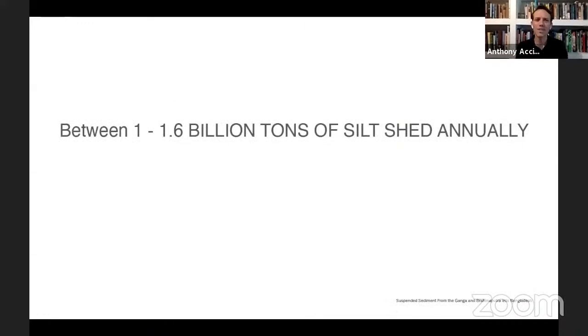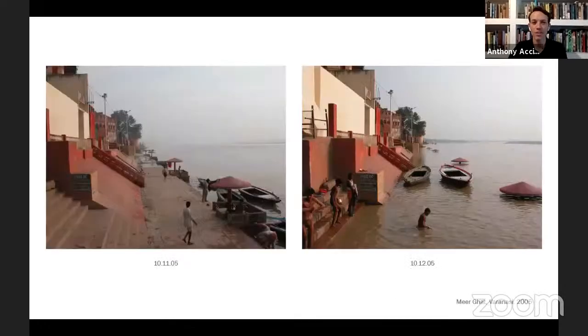Now, why that's important is that between 1 and 1.6 billion tons of silt are shed every year. To give you some sense of what that scale is, the Mississippi River Basin, which has experienced quite a catastrophic set of events with Hurricane Ida in New Orleans and the larger Gulf Coast in North America, is about 1/3 of what the Ganga is. So the amount of sediment that gets moved across this landscape is also unprecedented.